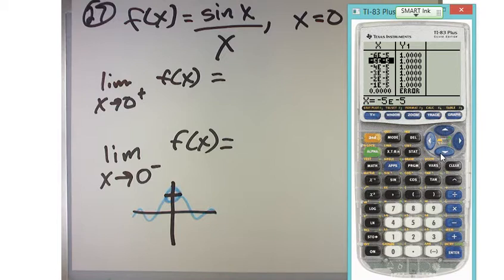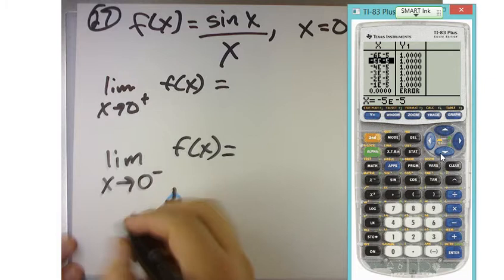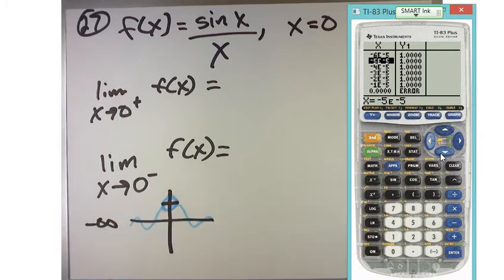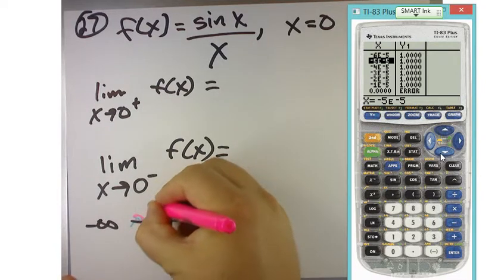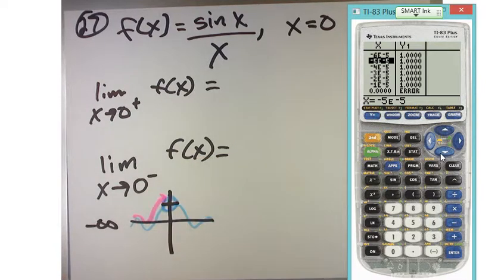So if I come in from negative infinity, what I'm going to do is look at this graph, follow the behavior of the graph, and come as close as I can to x equals 0 from the more negative values, from negative infinity.